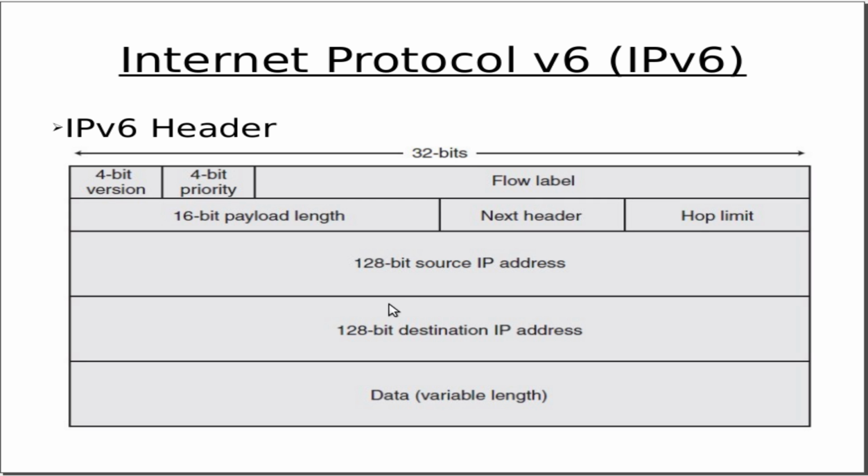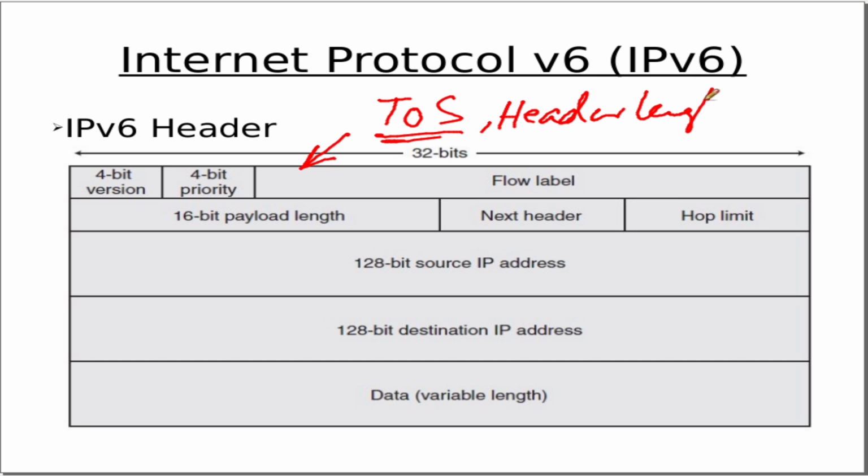These are the source and destination that we have just seen, the 128-bit addresses. And if you remember from IPv4, it had a type of service field. That field is no more here. It also had a header length field, the length of the header. That is also not there in IPv6.